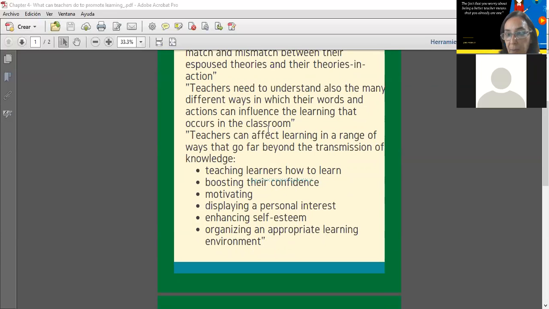In fact, it's very difficult to think about them separately, but as a whole, because if you organize an appropriate learning environment, you are likely to boost their confidence, to motivate, eventually to display a personal interest.